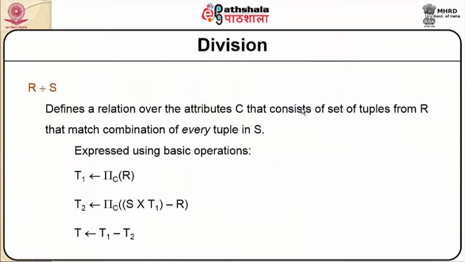The other operator which is very common with relational algebra is division, where division with the divide symbol between two relations R and S defines a relation over the attribute C that contains a set of tuples from R that matches a combination of every tuple in S, expressed using basic operations like project relation R with a condition T1, project S cross this T1 minus R, that is a set difference with R with a condition, then T1 minus T2 will be your actual T, which will be your complete division.